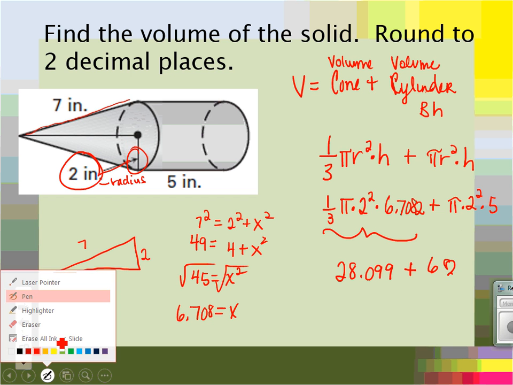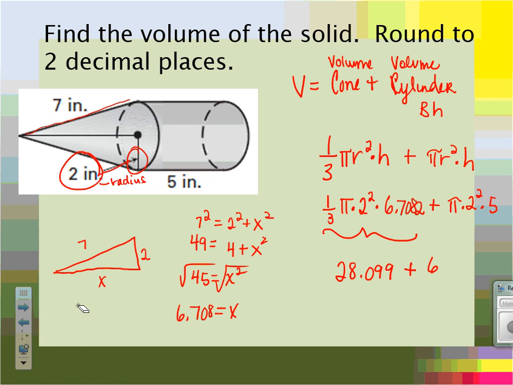If I find the volume of the cylinder, I would get 62.83. Add those together and I would get 90.93 inches cubed would be my volume.